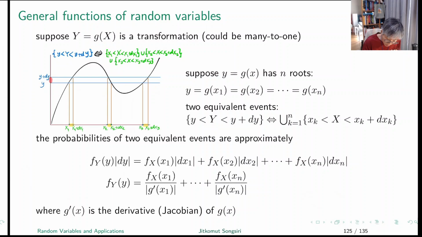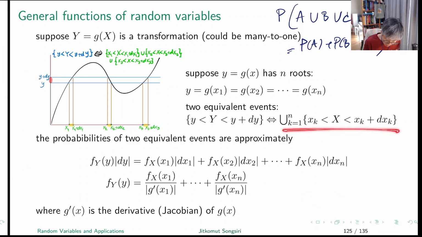And remember that when we have the population of set A union set B union set C, and whenever this set is mutually exclusive, they don't overlap. All right. So the probability is going to be the sum of the probabilities. So that's why on the right hand side, the sum is the density of X at x1, the density times the size of the x1 and so on.